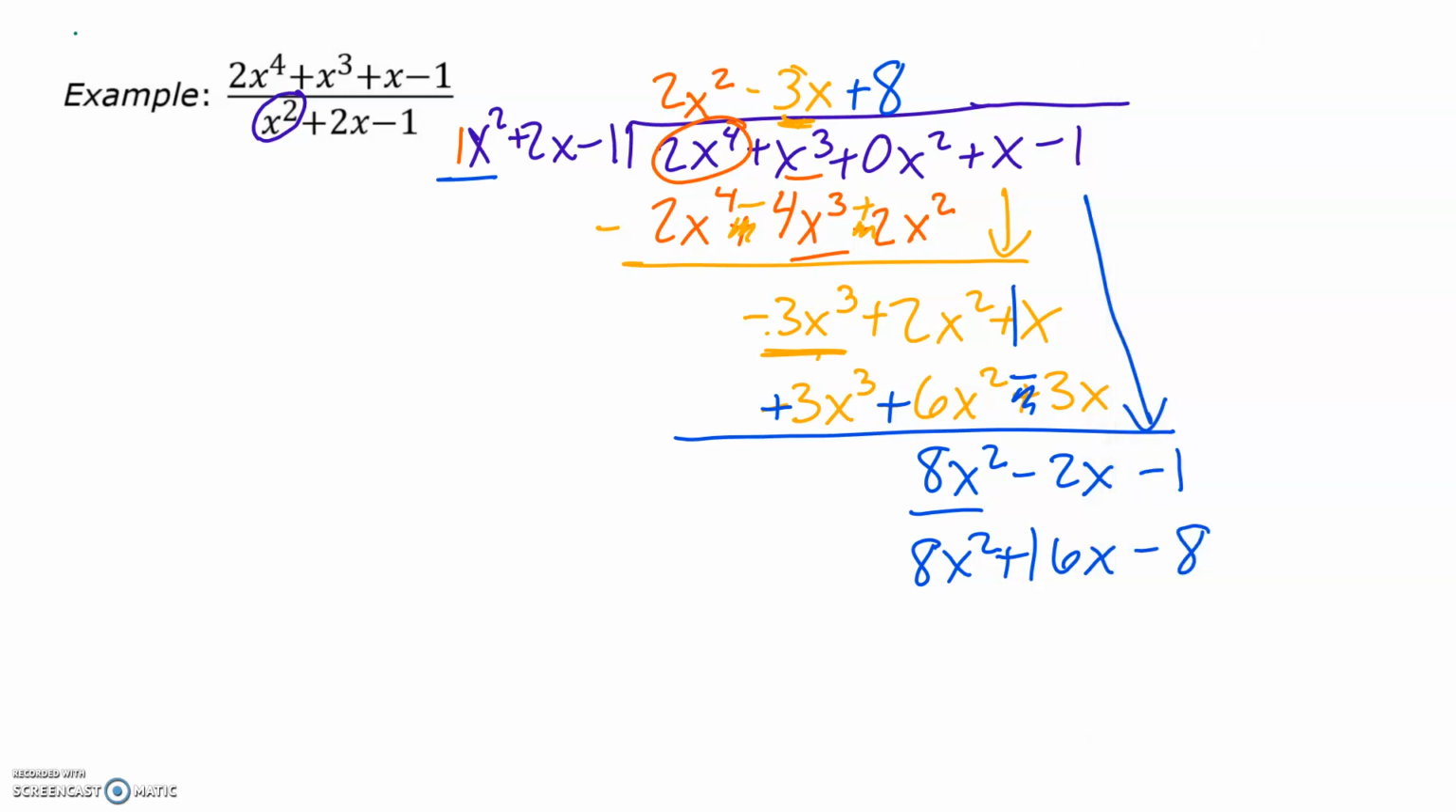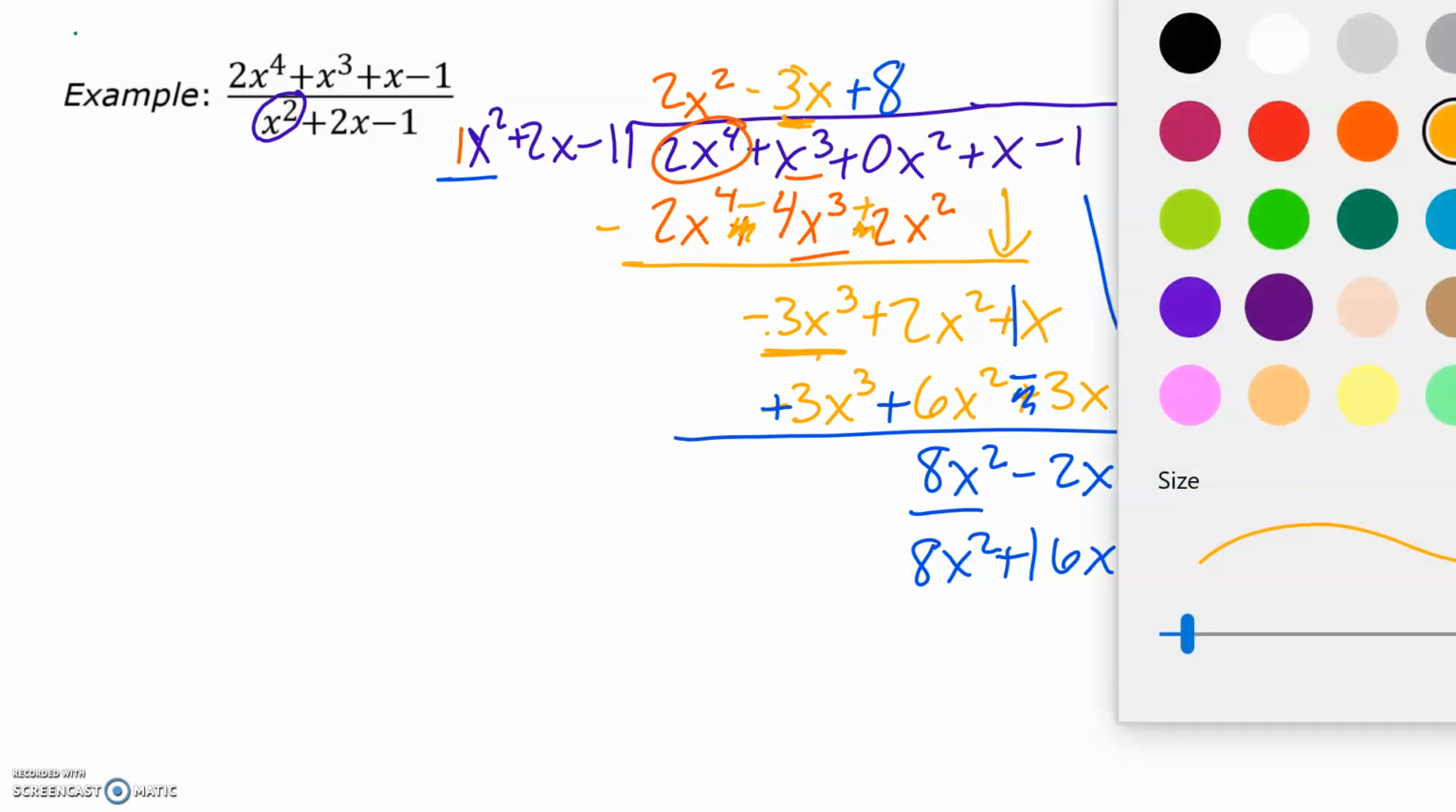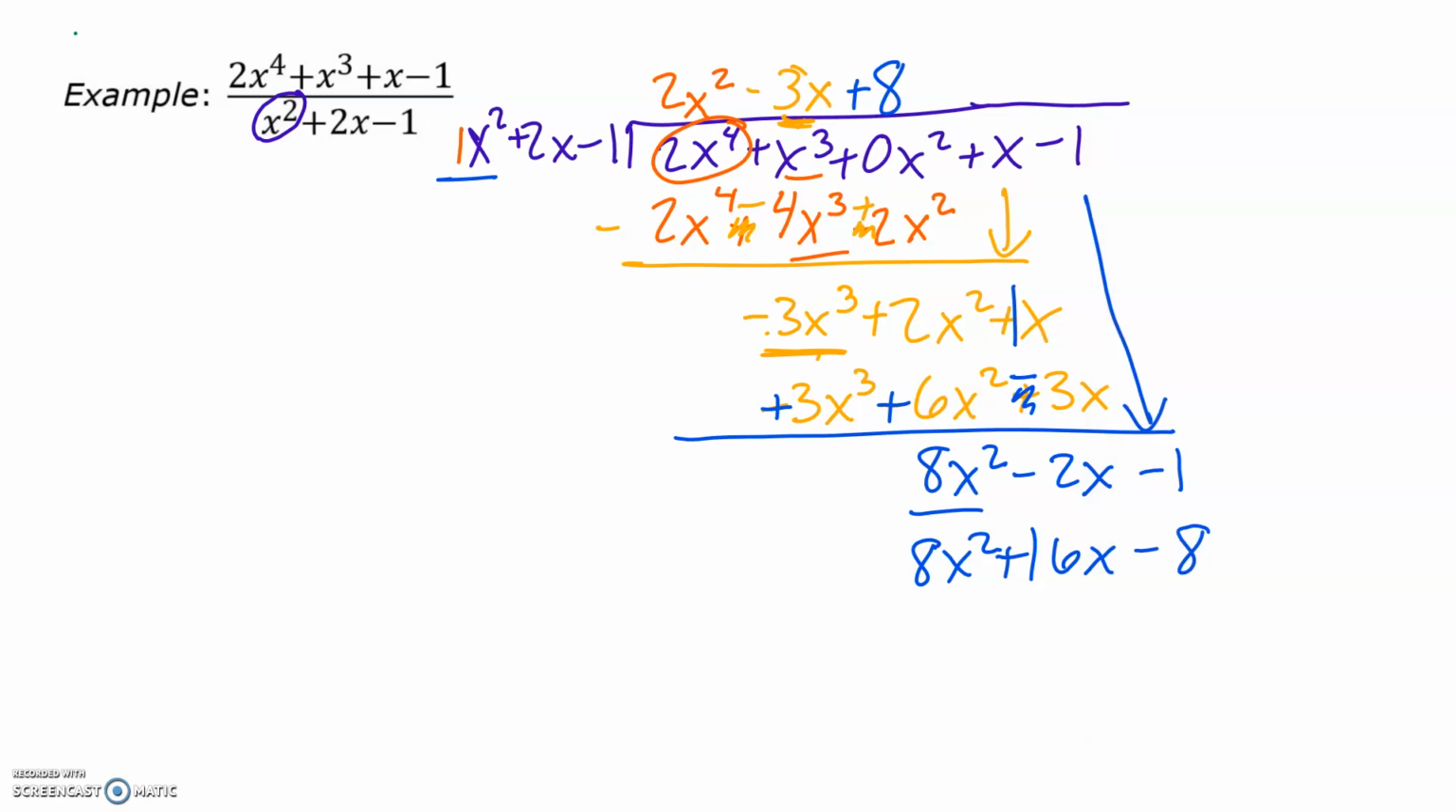Okay, erase those distribution lines, or arcs. Now I'm on green. We're going to subtract those terms that we just created away from our polynomial here. So this negative sign becomes positive, and this becomes 0. So 8x squared minus 8x squared just becomes 0. Negative 2x minus 16x becomes negative 18x. Negative 1 plus 8 just becomes plus 7.